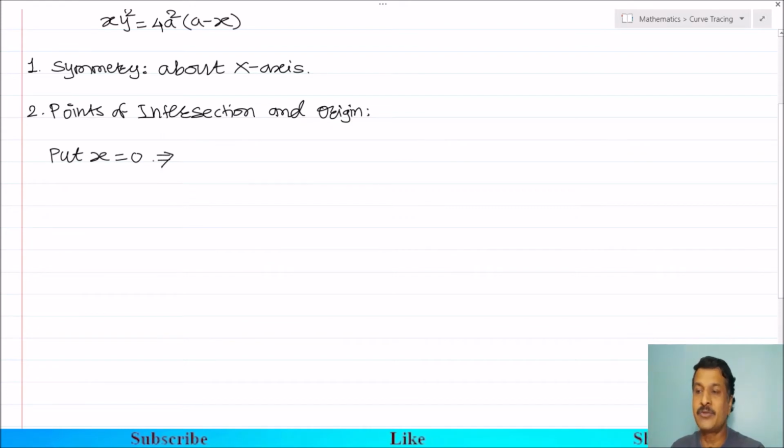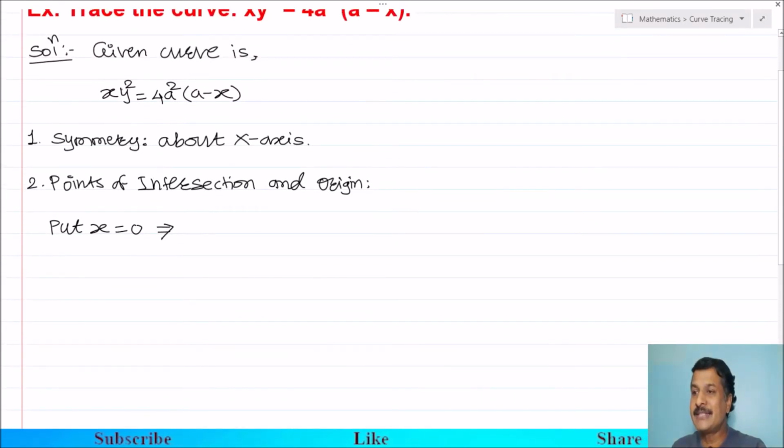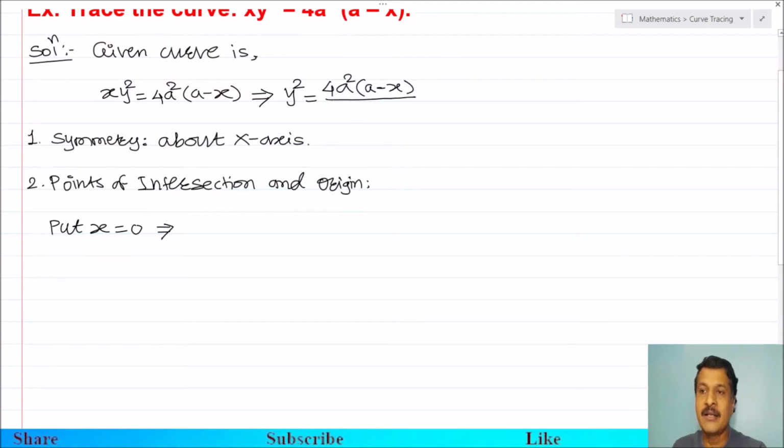So what does this imply? You can observe here, if we put x equal to 0, I am not getting any value of y, and that is why it is necessary to write the same curve as y square equal to 4a square into (a minus x) upon x. Now substitute x equal to 0. Anything divided by 0 gives infinity. So this implies y equal to infinity. So here we get 0 and infinity.